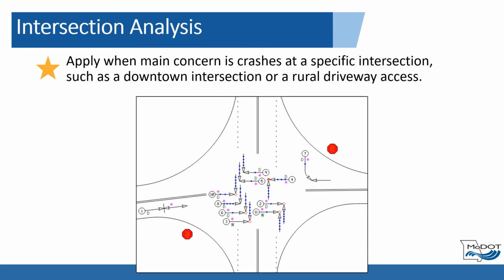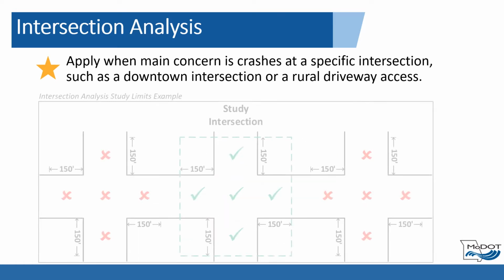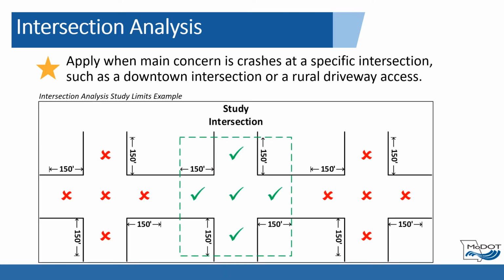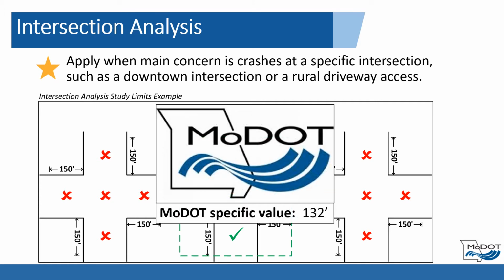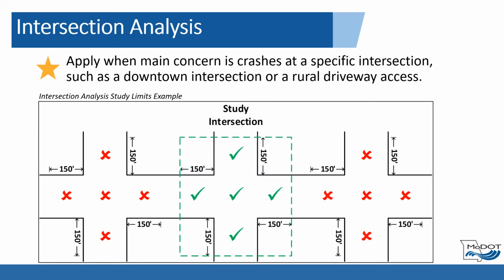Intersection analyses are the preferred analysis type for the studies where crashes at a specific intersection are the primary concern. Examples include a downtown intersection or a rural driveway access. Intersection analyses typically use crashes within 150 feet of an intersection along all approaches. For MoDOT, this distance is 132 feet of an intersection unless specified otherwise on the crash report. This distance should be extended from the edge of the pavement of the cross street for each approach.